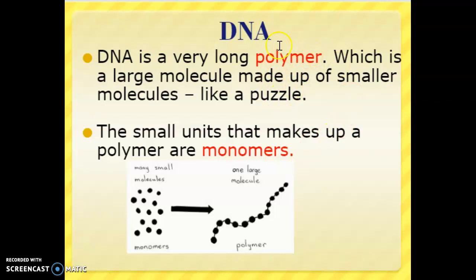We talked about this in chapter 2, but DNA is called a polymer. Poly means many. So a polymer is a very large molecule made up of smaller molecules. So it has many smaller molecules. That's where you get polymer. Now those smaller molecules are called monomers. Mono means one. And so each of these individual monomers combine together to form this large polymer, or in this case, DNA.